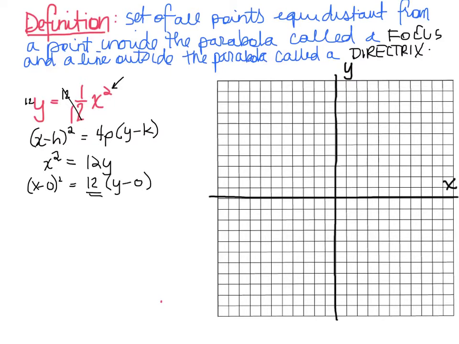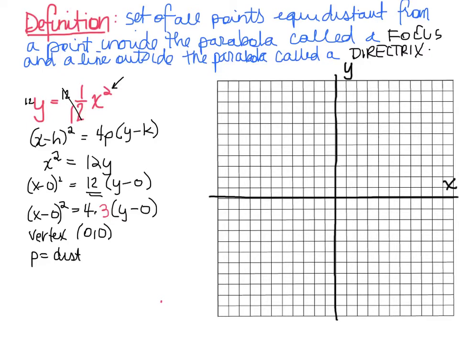And I'm going to change 12 for graphing purposes to 4p, because I will need to know what p is. This is 4 times 3 times y minus 0. So I now know that the vertex is 0, 0. And I know that p is the distance from the vertex to the focus.